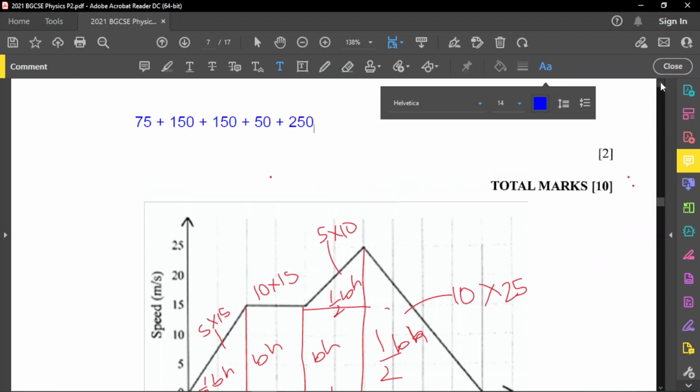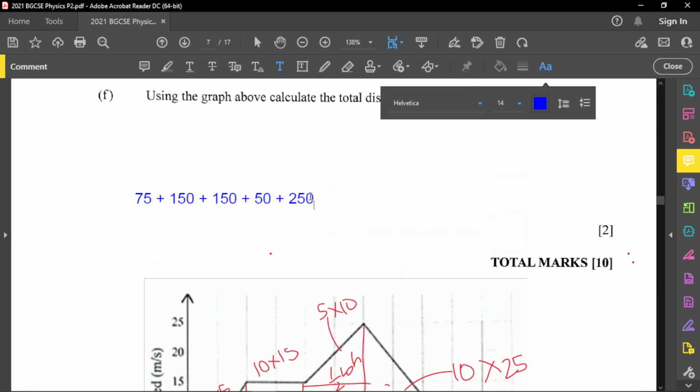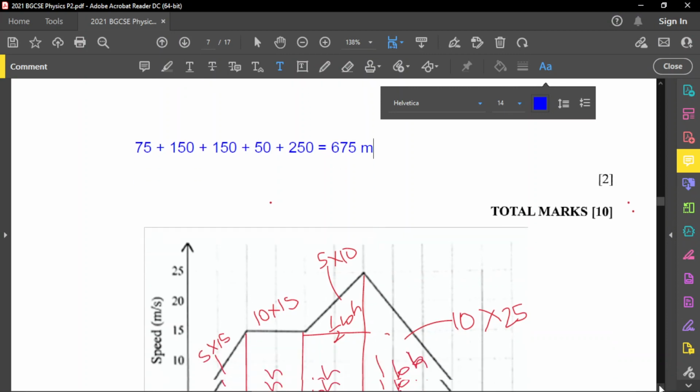All right, so if you add up all of these now, it will give us 675. Add up all of this together, you get 675 meters. So that will be your answer in terms of the distance. All right, so let's now jump into the next question, because this is the end of this question.